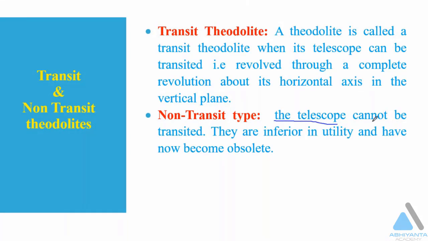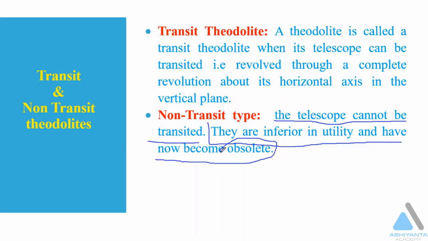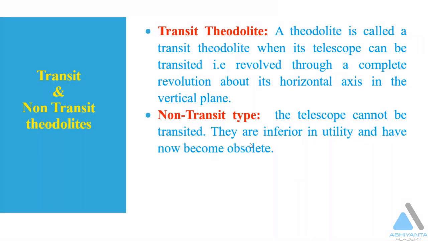So the telescope cannot be transit. They are inferior in utility and have now become obsolete. So they are obsolete nowadays. So that is the main difference between the transit as well as the non-transit.